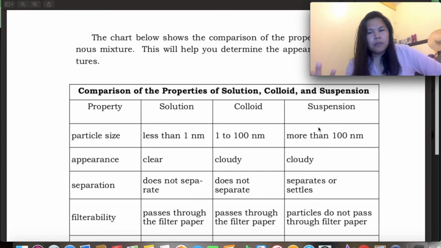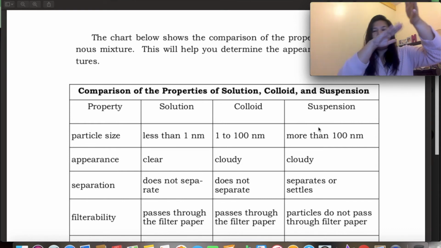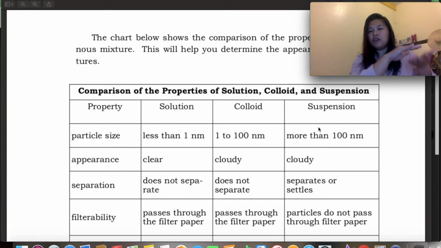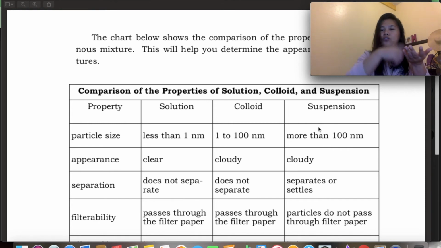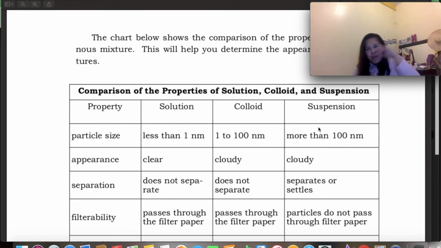But yung particles doon, kapag sa suspension, kapag sa gamot, anong klaseng gamot ba yun na shake before you use or drink? May mga ganun kasi nagsisettle down siya, yung suspension, yung mga particles nasa ilalim na ng bottle, then you need to shake it before you drink. That's it. And then next is the appearance.